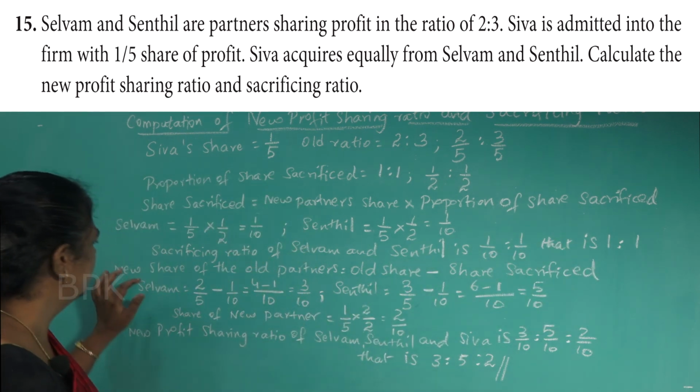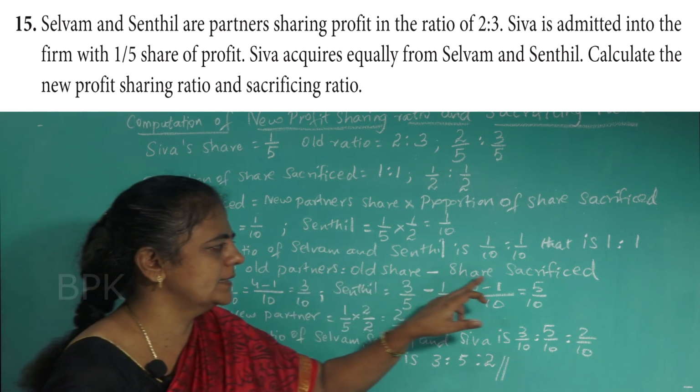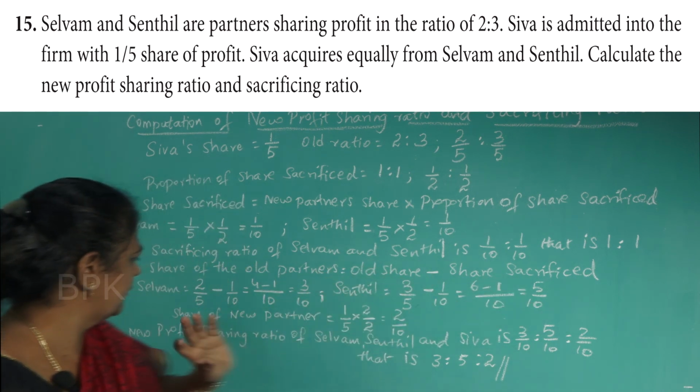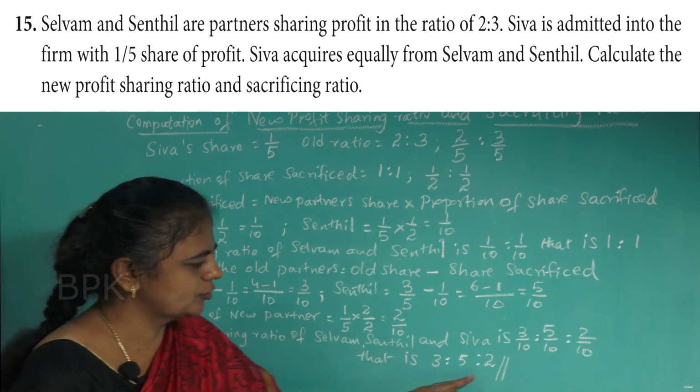Next, what you have to do is find the new share of the old partners. What is the formula for that? Old share minus share sacrificed. Use that formula and find the new profit sharing ratio, that is 3 is to 5 is to 2.